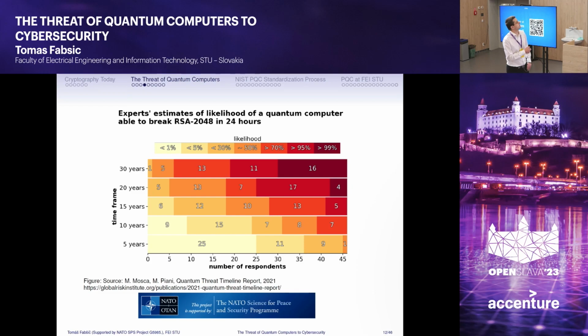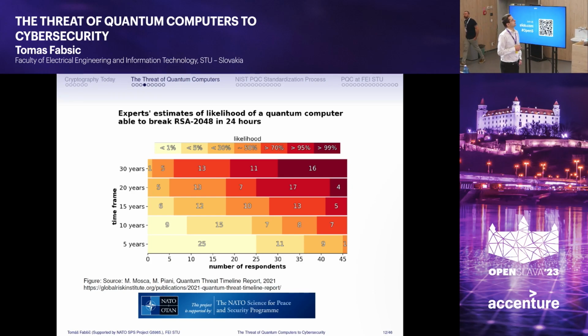They were asked what they think is the likelihood of this happening in different time horizons. First time horizon is 5 years, then 10 years, then 15 years, 20 years, 30 years. And what you can see in this graph is that if they were asked whether they believe that there will be such a powerful quantum computer that it could break current cryptography in 5 years, then most of them found it quite unlikely. Half of them said that they believe that the likelihood is very, very low, less than 1%. But if they were asked whether they believe such a computer will be around in 30 years, then the situation was quite the opposite. More than half of them thought that the likelihood of such an event is more than 95%.